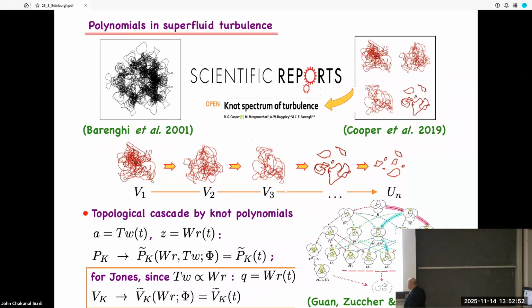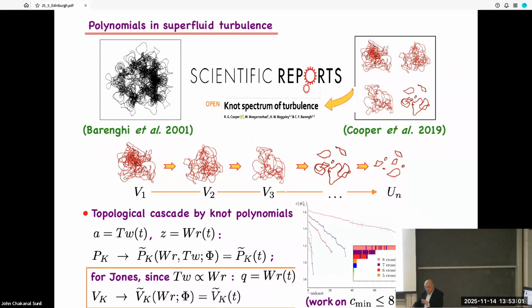Work has been done now by another Chinese colleague in collaboration with my collaborator Xin Liu, and they started with the six-crossing Borromean rings. You see how many possible cascades. And then we conducted, with Xin Liu and students, work on up to 8 crossing number to study the cascade of these crossing numbers.